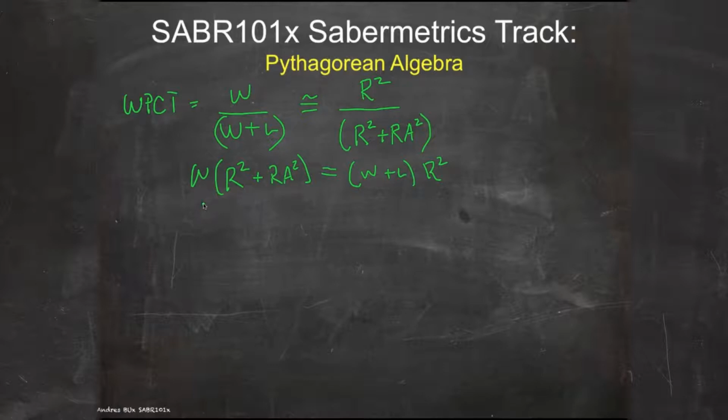So what we have now is runs squared times wins plus runs against squared times wins. We're just expanding out the formula. And then we get runs squared times wins plus runs squared times losses. This is just expanding the terms.